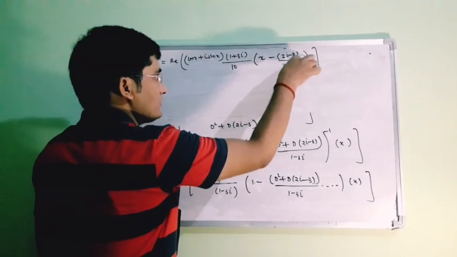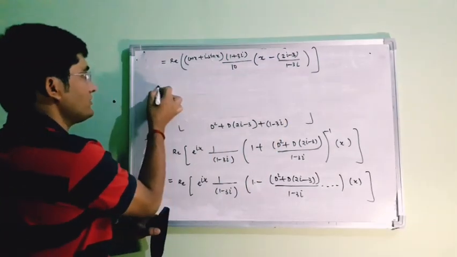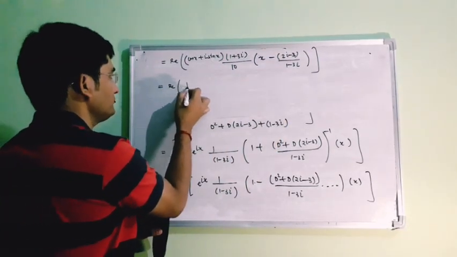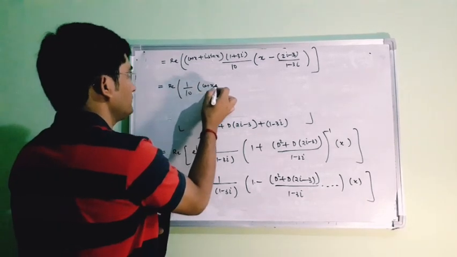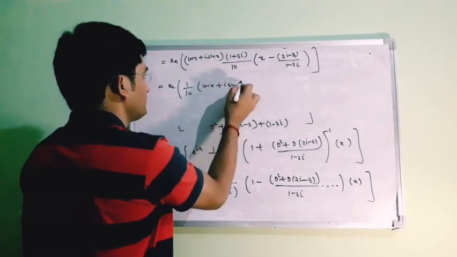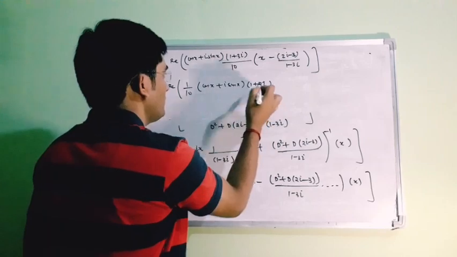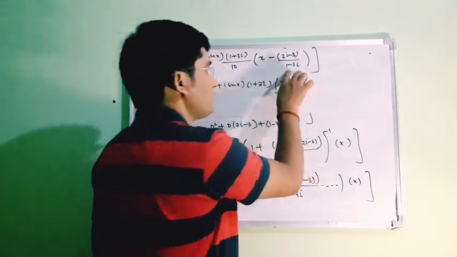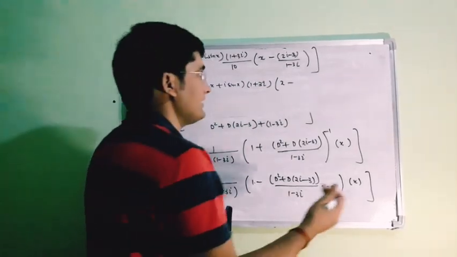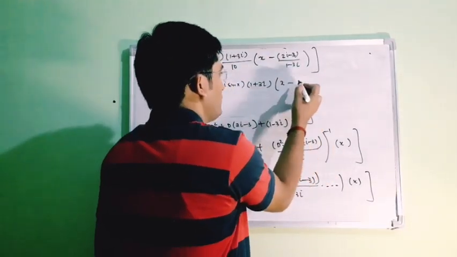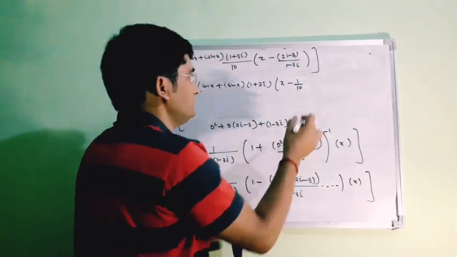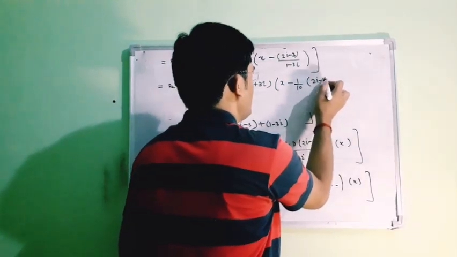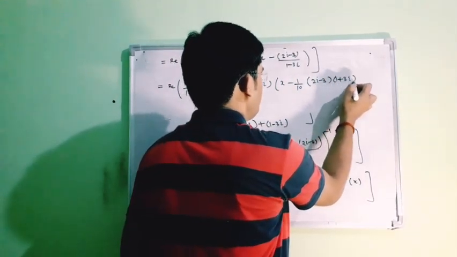Now let us simplify this one by multiplying by its conjugate. So this is your x. Now if you multiply by its conjugate, then this will be 1 minus 9i square, so that will be your 10. So this is 1 by 10. Now here we will have 2i minus 3 into 1 plus 3i.